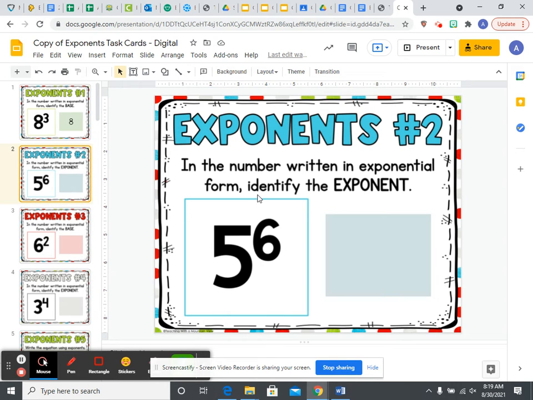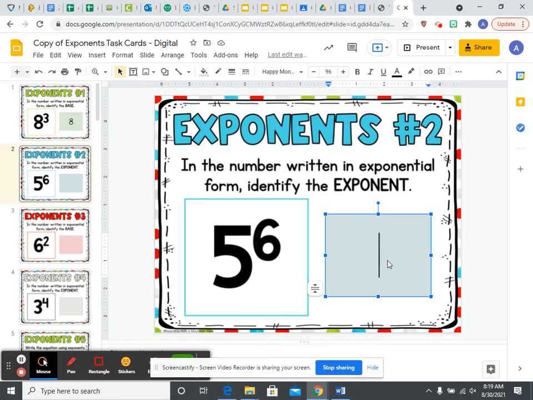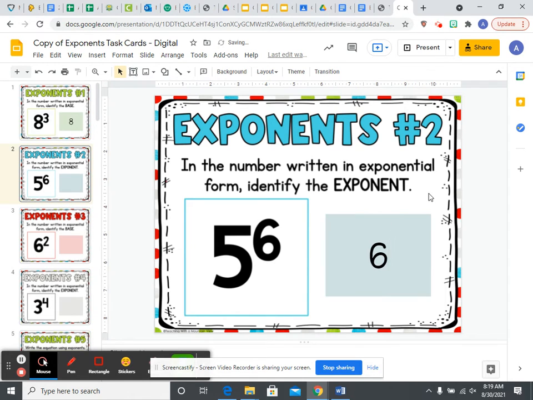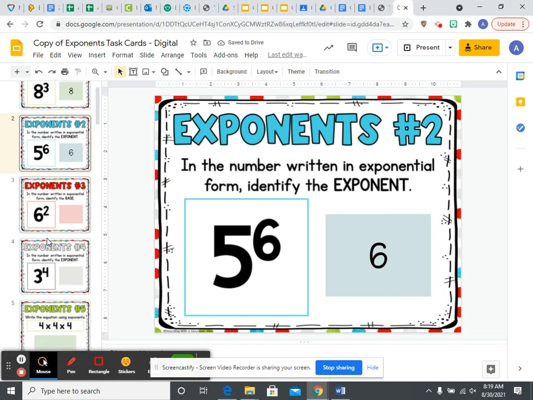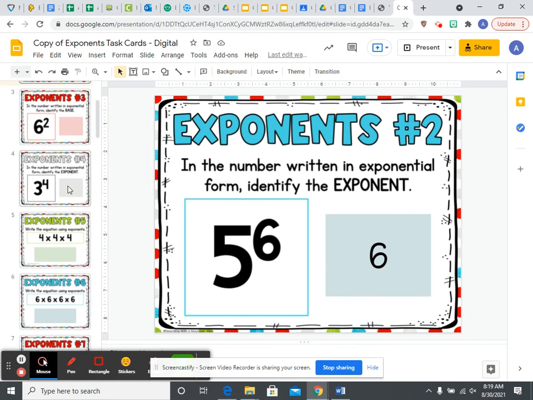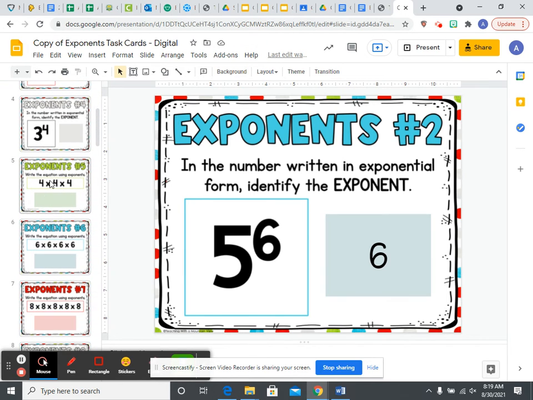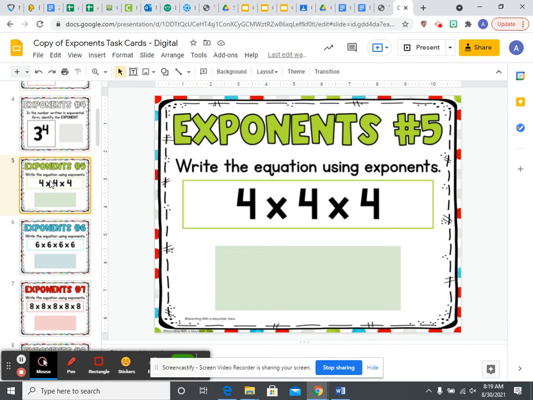And if you go into the second one, this one is asking to identify the exponent. So which one's our exponent? 6. So again, double click on your box and type in 6. That's the same thing for 3 and 4. Let's move on to 5.